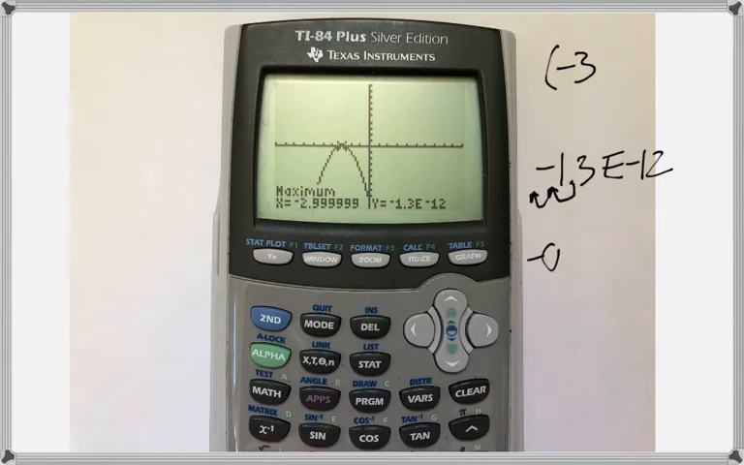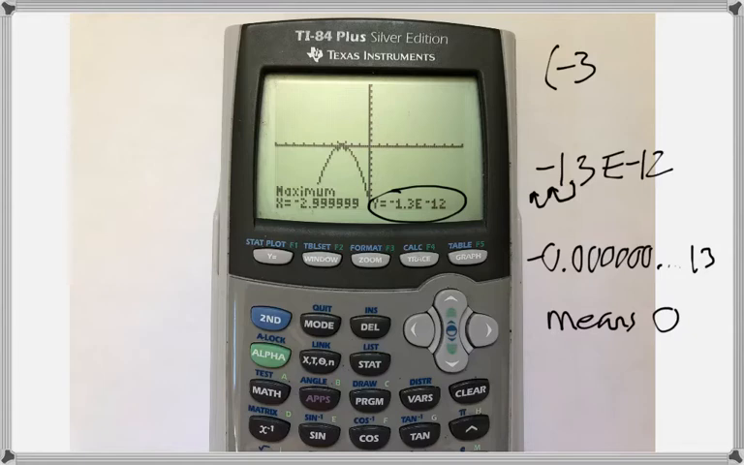So that's going to be negative 0, and then a lot of zeros, and then 1, 3. So effectively, this just means 0. So the way the calculator is programmed, it's going to get very, very close to 0, but it actually doesn't reach 0. But that's just the calculator program. In actuality, it does mean 0. So whenever you see this on your calculator with the e, you can just take that to mean 0. So negative 3, 0 will be our vertex.